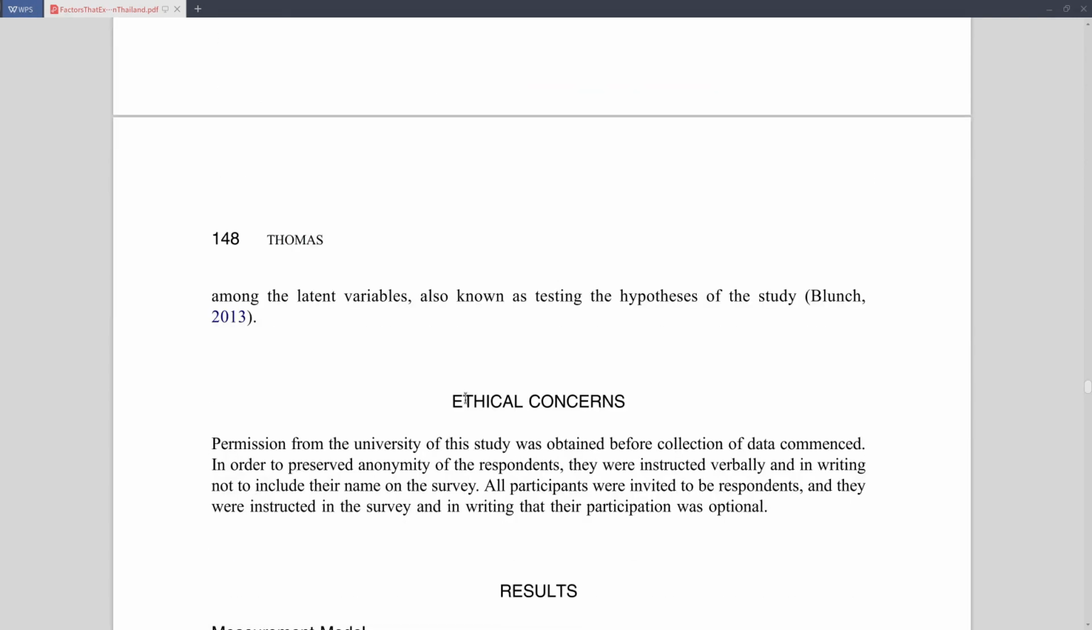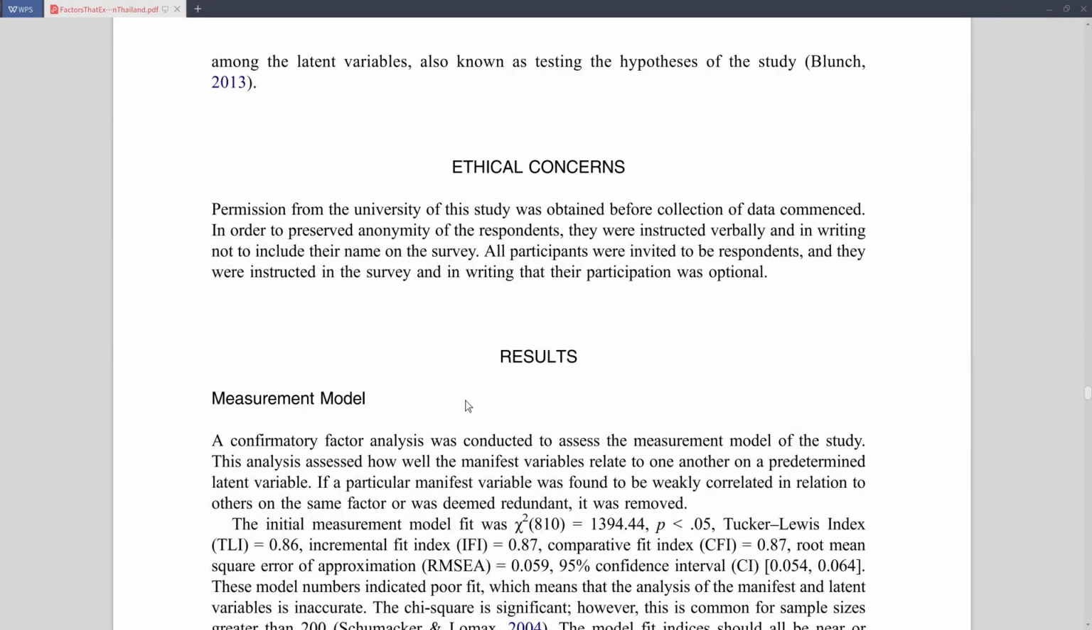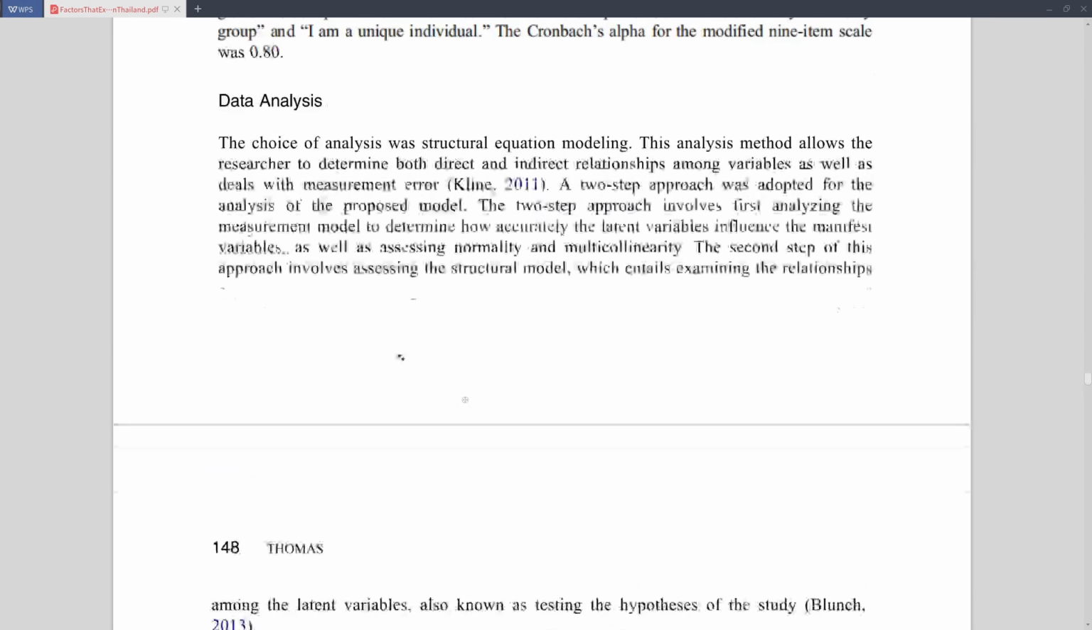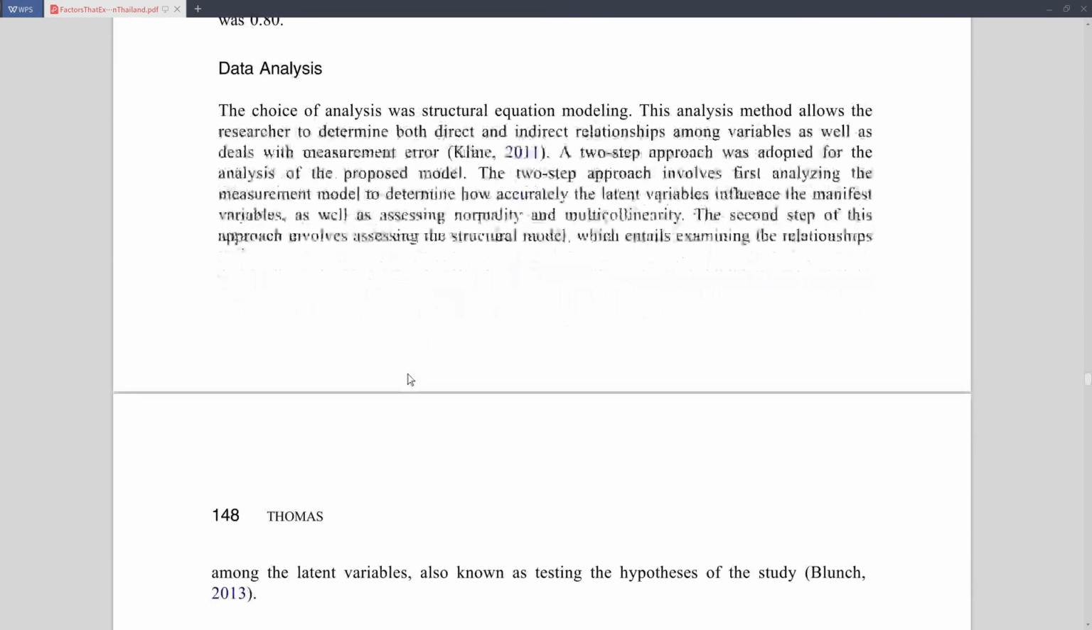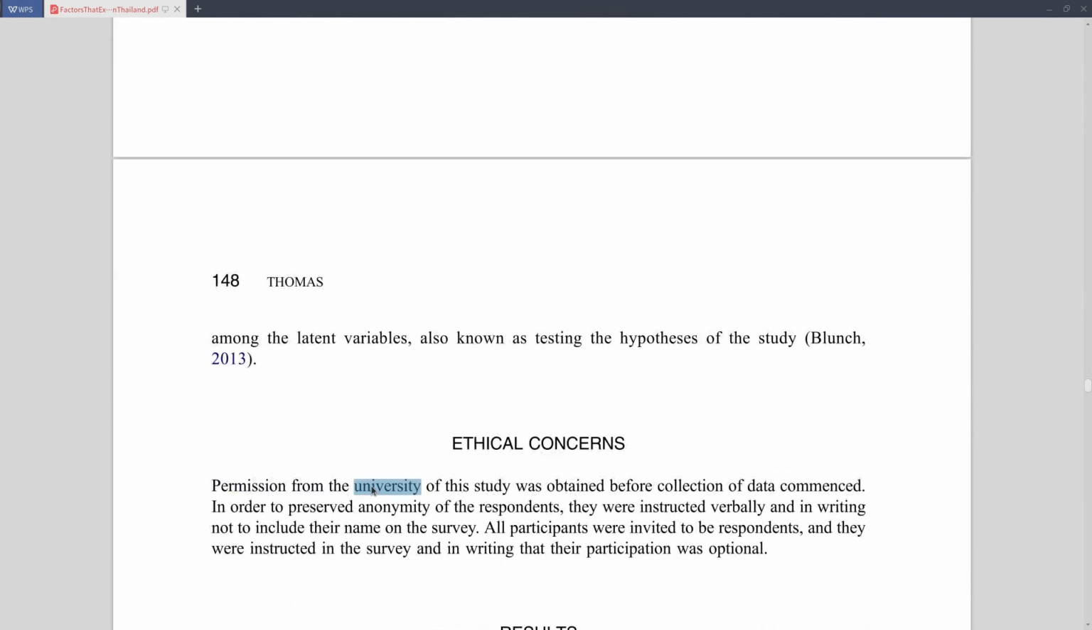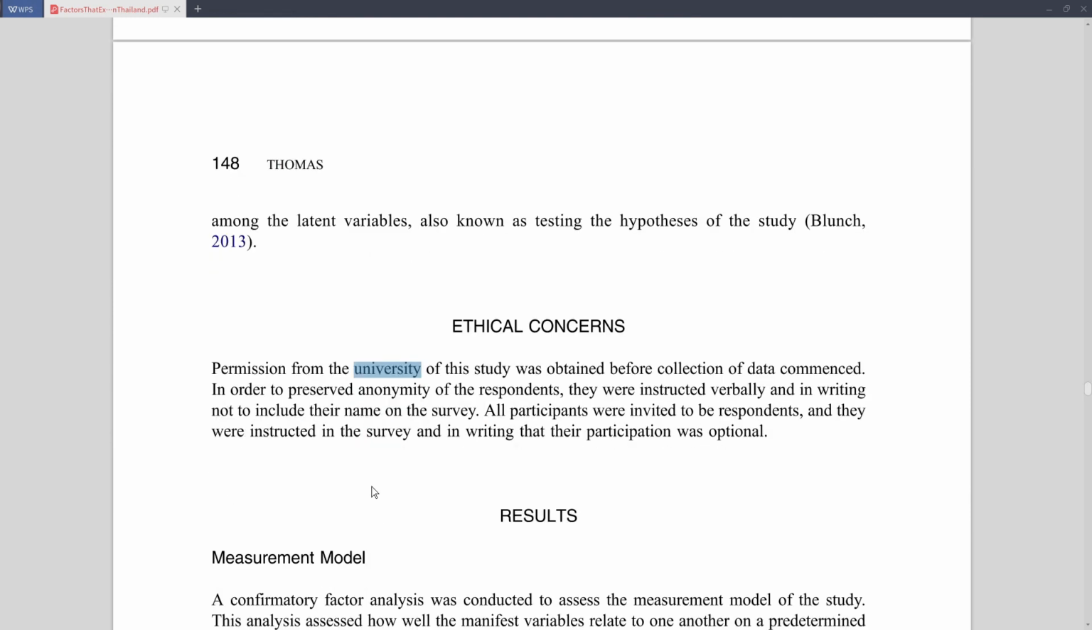And so when we go down, I have a section called ethical concerns. I talk about how I got permission from the university right here. That's an indirect way of saying I got IRB permission, internal review board. I talk about anonymity, protecting their anonymity. I also talked about how they were invited and how it was optional. So I kind of cover most of my bases here. And that is essentially the major components of a methodology.